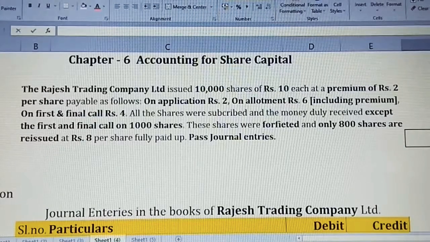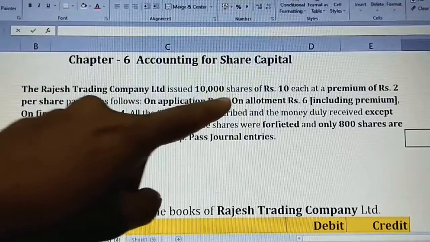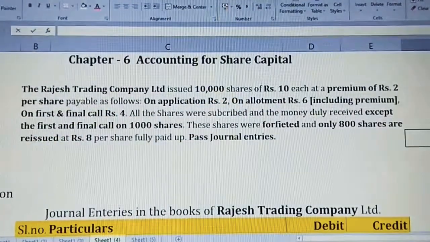Hello students, coming to this video, let me directly go for reading the question. I'm not going to say what actually the difference is, so let us come across it while doing it. The Rajesh Trading Company Limited issued 10,000 shares of rupees 10 each at a premium of rupees 2. So this is going to be at a premium. It is the same entries, there is no change, and it is very easy as there is no equity or preference mentioned here. So let us see the next.